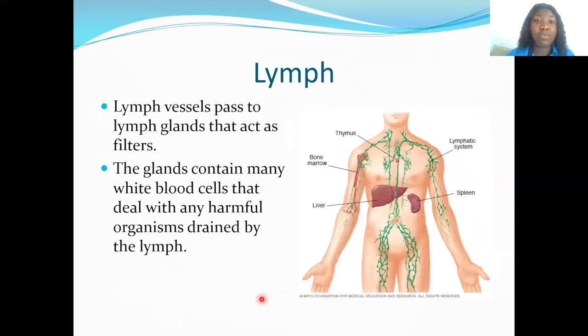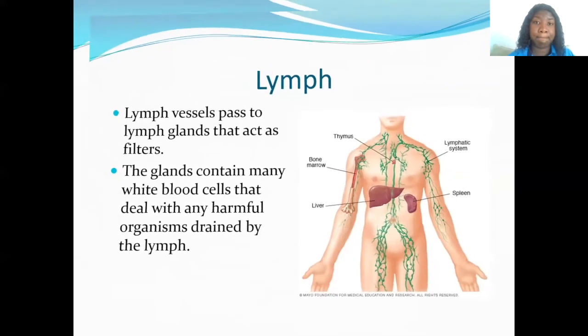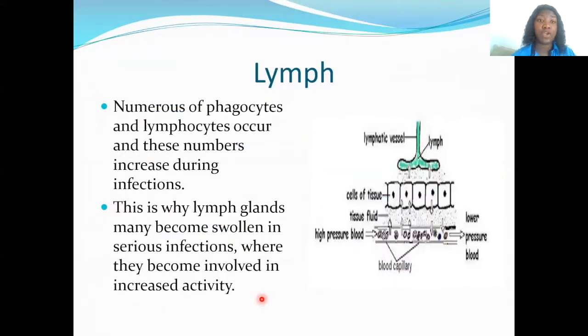Here's another set now. The lymph vessels pass to lymph glands that act as filters. The glands contain many white blood cells that deal with any harmful organisms that are drained by the lymph. So numerous phagocytes and lymphocytes occur, and these numbers increase during infections, which we already know. This is why lymph glands become swollen in serious infections, where they become involved in increased activity.